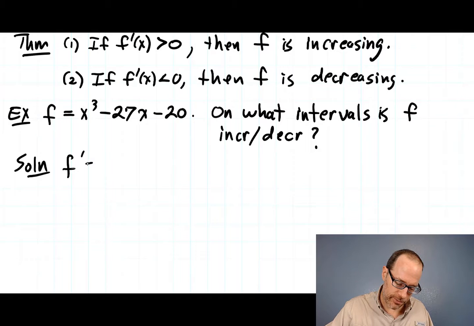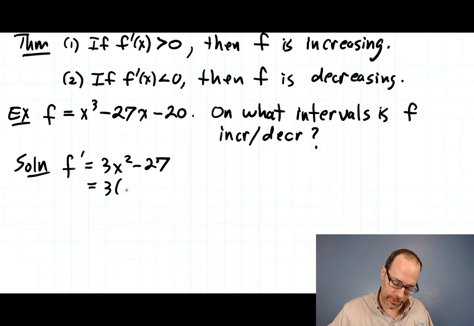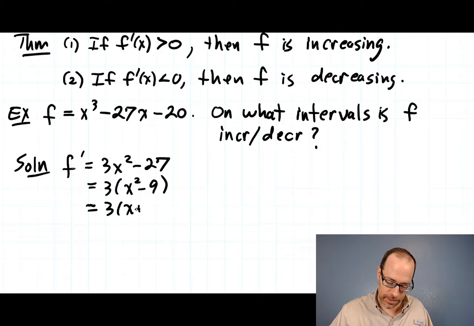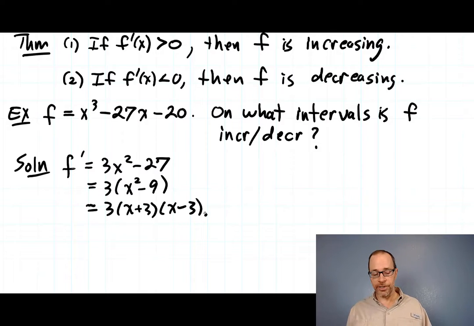So the solution would look like this. You take the derivative. You get 3x squared minus 27. You can factor out a 3 here. Get an x squared minus 9. And I'm going to factor that as x plus 3 times x minus 3. Okay, and that's the derivative. Now, I care mostly about where it's positive and where it's negative. And to help sort that out, it's extremely helpful to know when it's 0. Because then anywhere it's not 0, it's either just positive or negative.